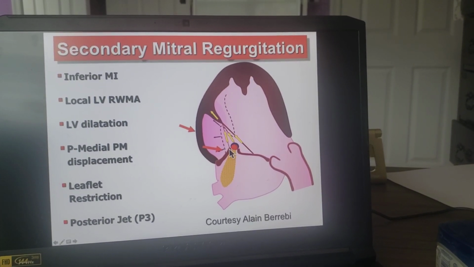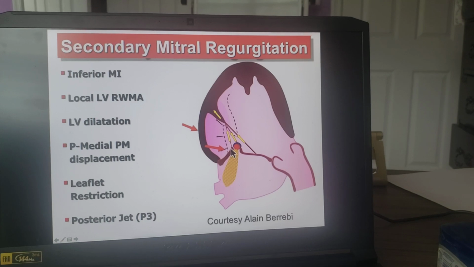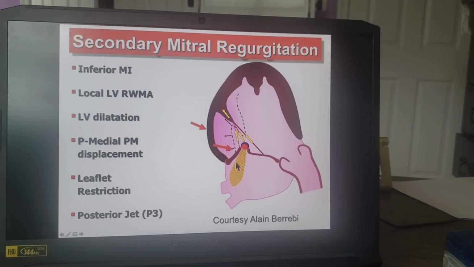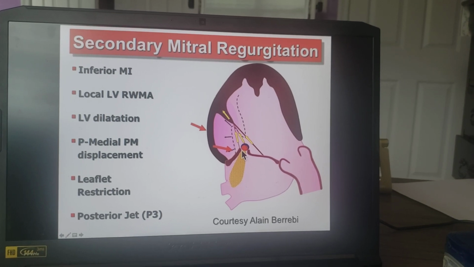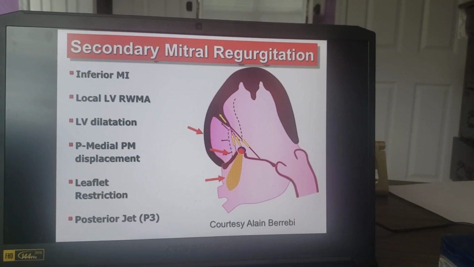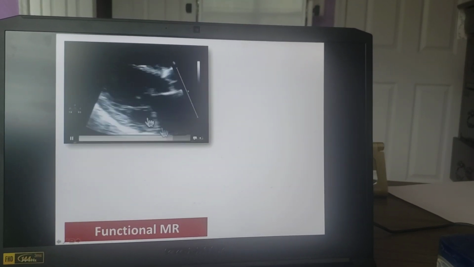And it makes a restriction, particularly of this posterior mitral valve leaflet, and differently to degenerative mitral valve disease, this jet of mitral regurgitation will go in the direction of the restricted leaflet. So let me show you this.